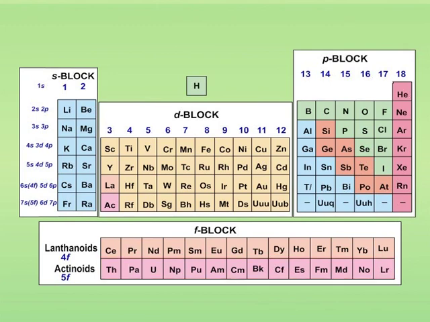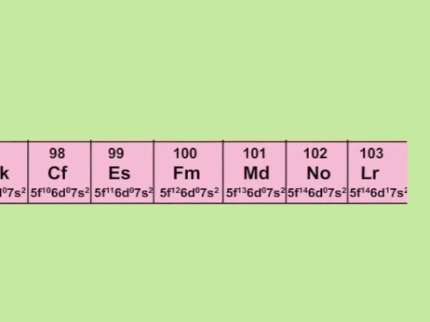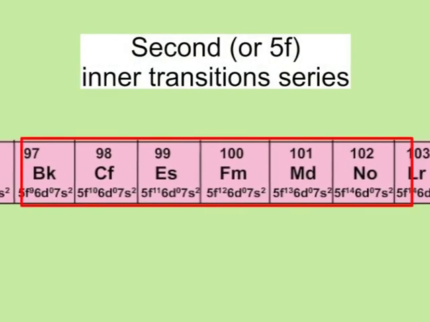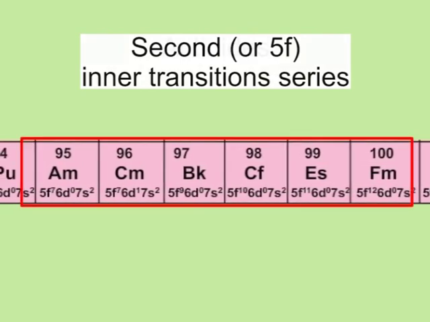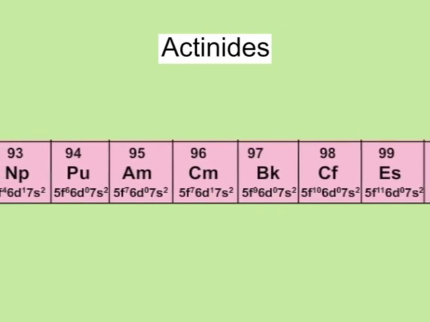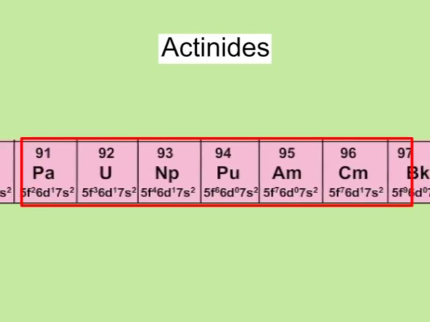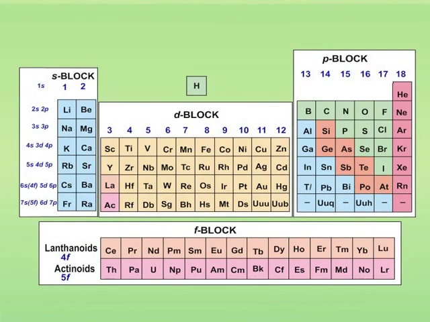The 14 elements from thorium, that is Z equals 90, to lawrencium, that is Z equals 103, constitute the second or 5f inner transition series, which is commonly called actinides or actinoids. It mostly includes man-made radioactive elements. In order to avoid undue expansion of the periodic table, actinides, like lanthanides, have also been placed separately at the bottom of the periodic table.